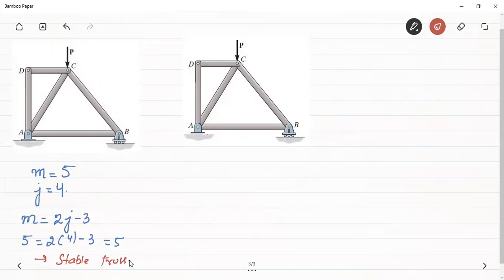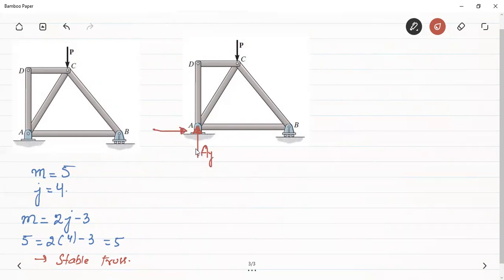So the first step was to draw the free body diagram of the complete truss. Okay, draw the free body diagram of the complete truss. For the free body diagram, we have to remove these supports, and in place of the supports, we have to introduce the support reactions. Okay, so this is a hinge support. Therefore, we will have one reaction in the vertical direction and another reaction in the horizontal direction.